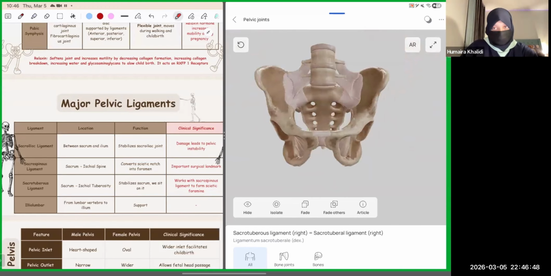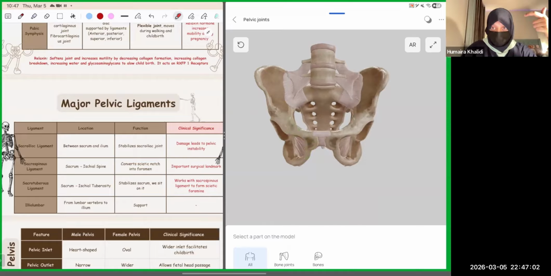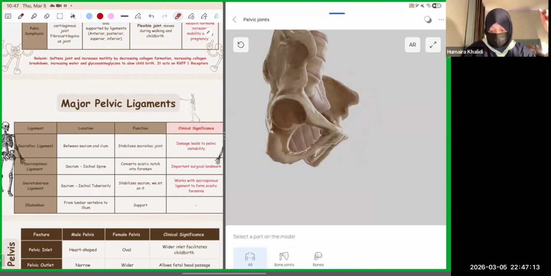This is the pelvis. This is the ilium, the pubis, the ischium. For the pubis, you need to know two things: the pubic tubercle and the pubic crest, which is this part. This is the pubic crest. This is the pubic tubercle. And you need to know the pubic symphysis. That's it.